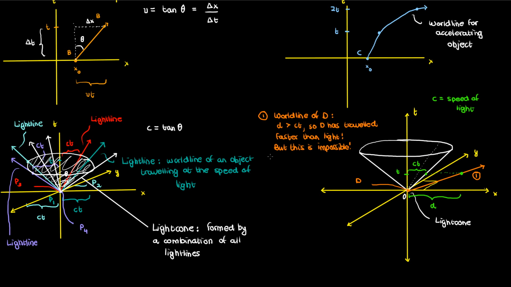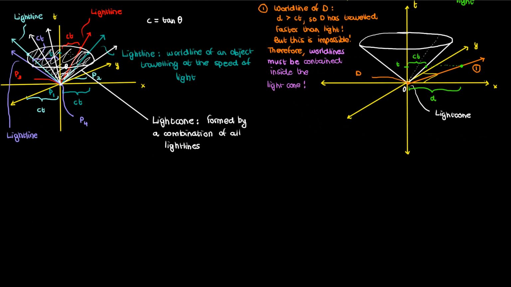What one can conclude from this exercise, though, is that physically possible world lines must be contained inside the light cone. As soon as they go outside, you have an object traveling faster than light, which is clearly not allowed.